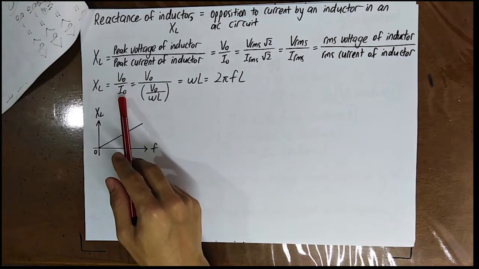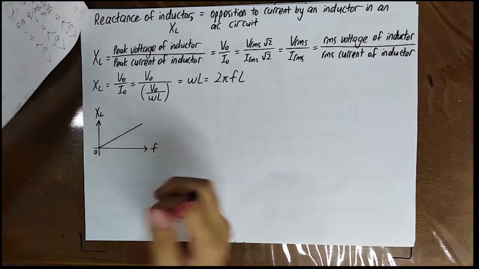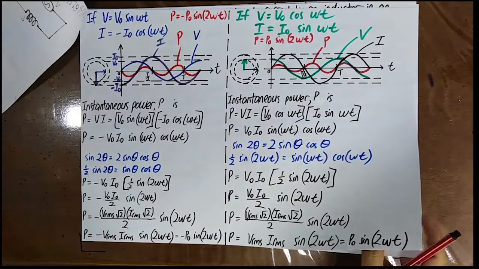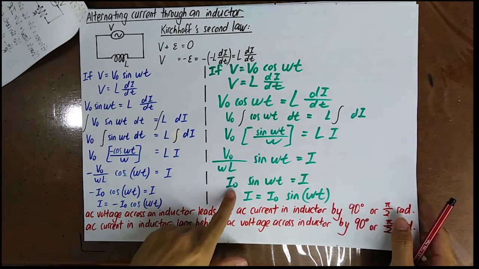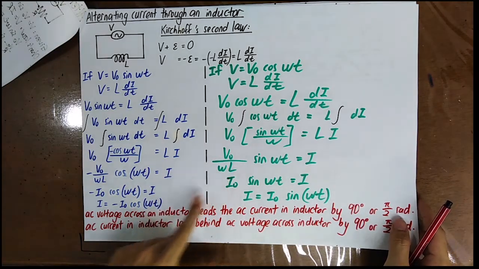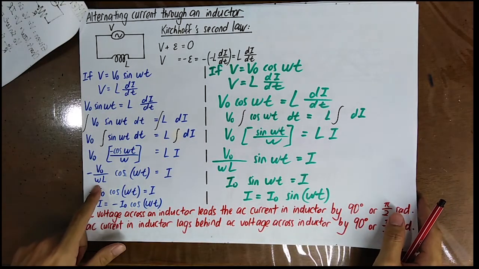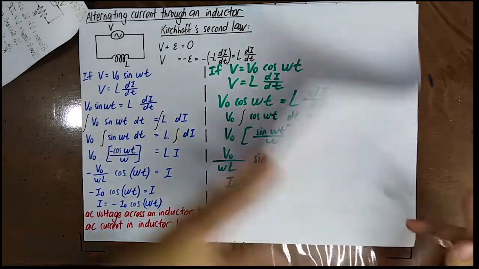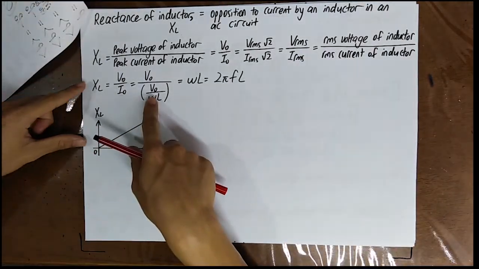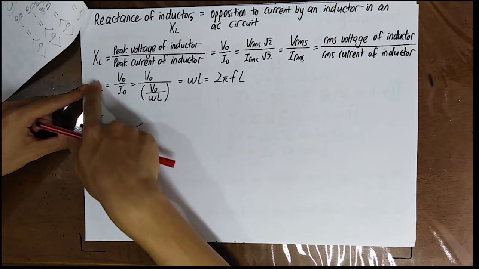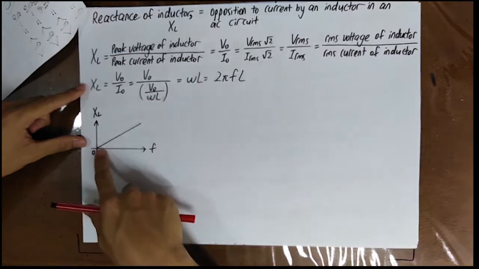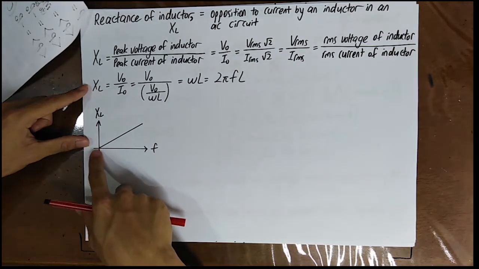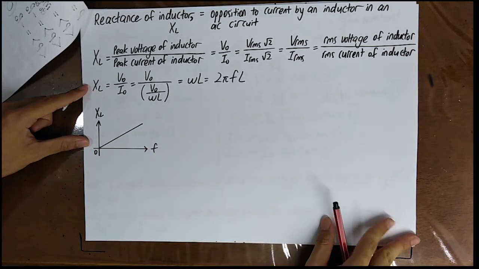Okay, may I know what is the value for the I0 just now? I0 equal to V0 over omega L. So you substitute I0 equal to V0 over omega L, then you can know that XL equal to omega L equal to 2 pi FL. So you know that the reactance of an inductor is directly proportional to the frequency of the alternating current.